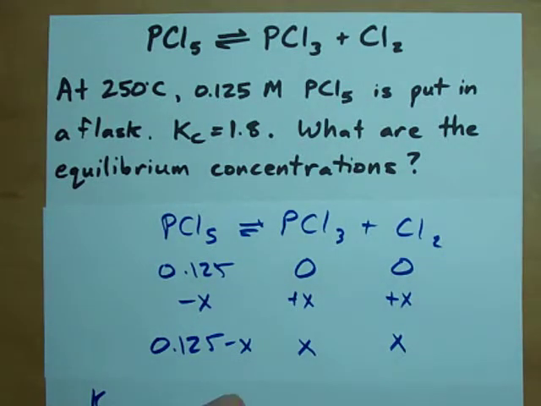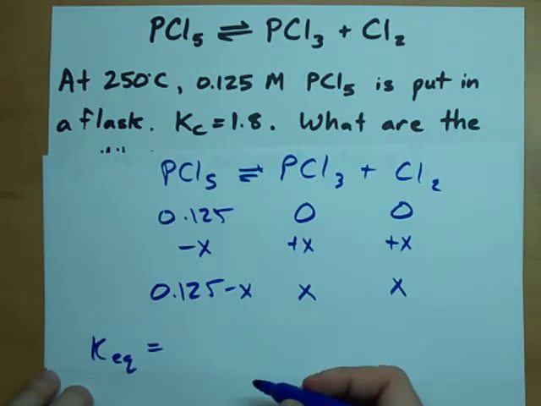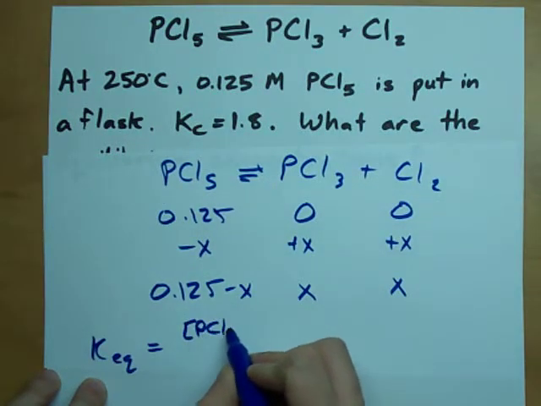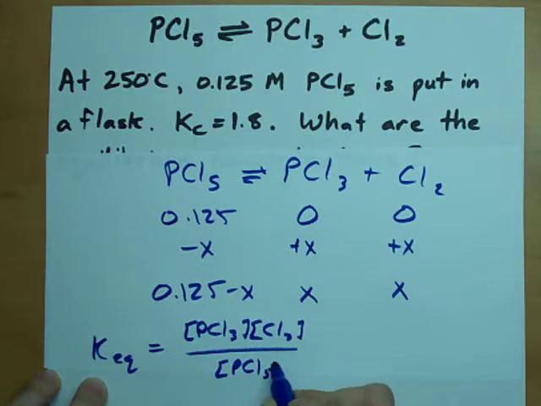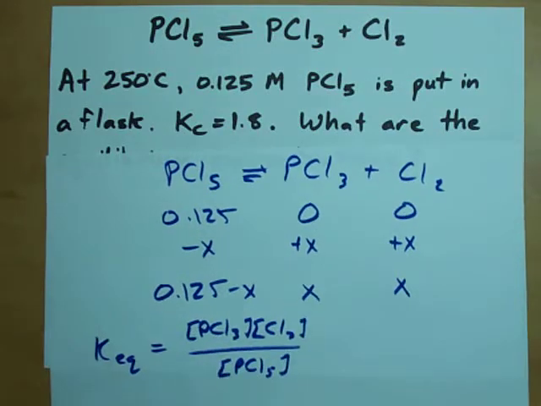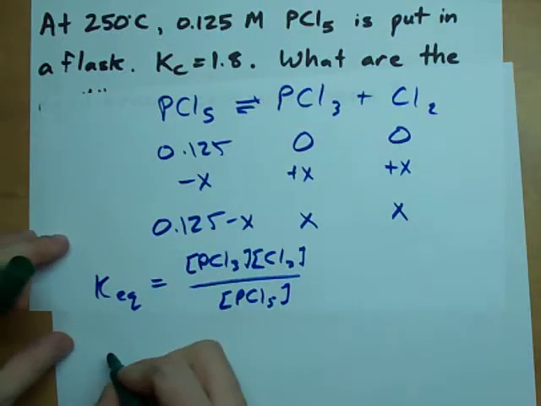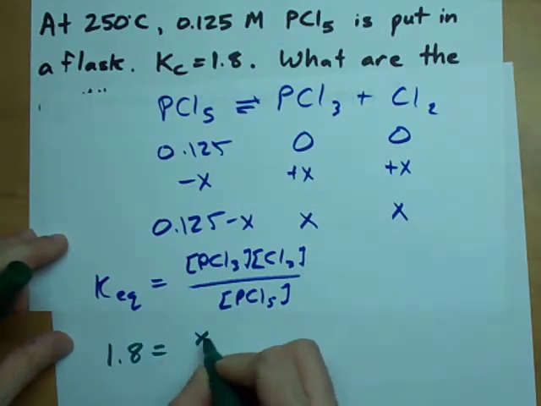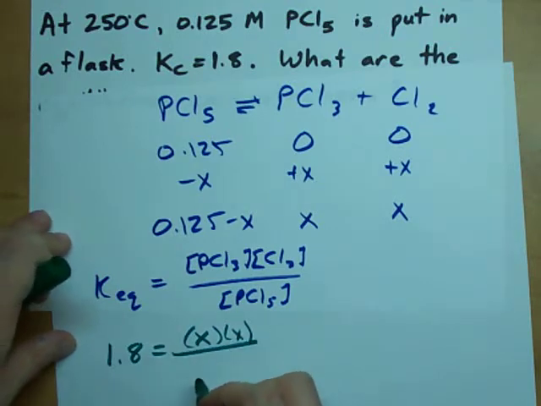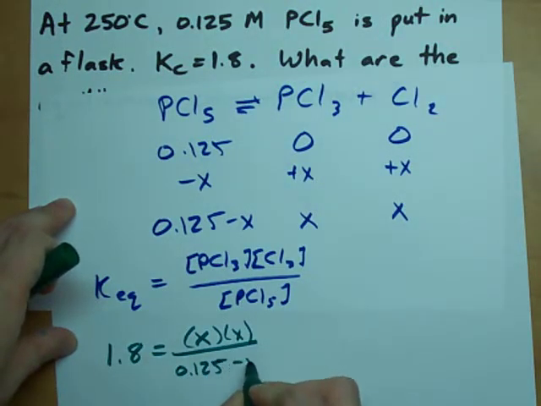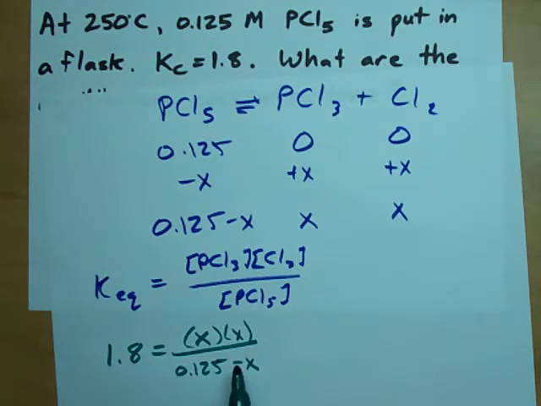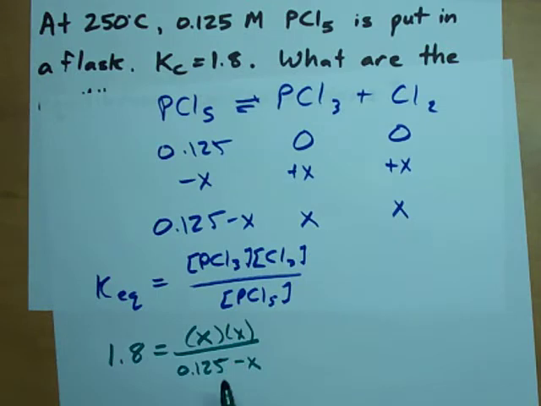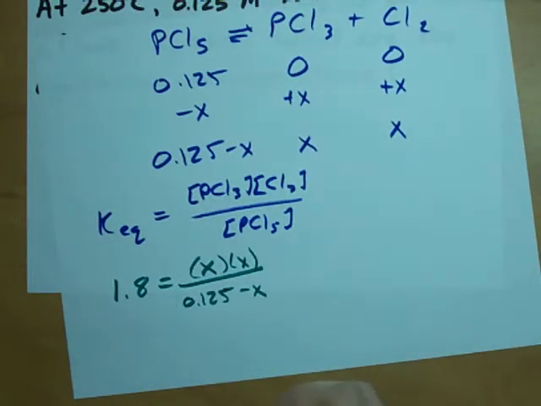Our K, EQ, or in this case Kc, is PCl3 times Cl2 all over PCl5, where these are equilibrium concentrations. In this case, we have 1.8 equals x times x all over 0.125 minus x. Now I know why this was at the end of the test. This K is not small enough for us to assume that x is insignificant here, which means we're probably going to need the quadratic formula.